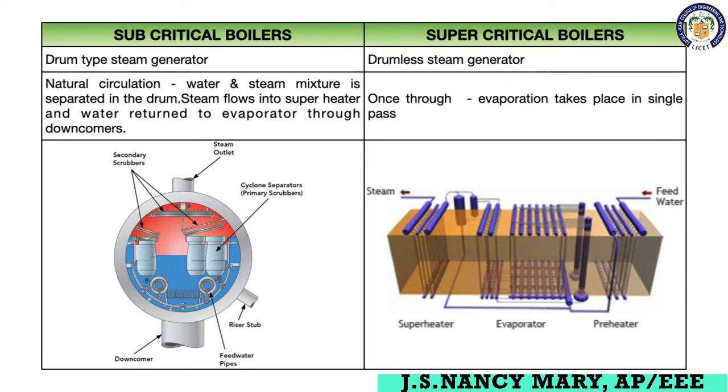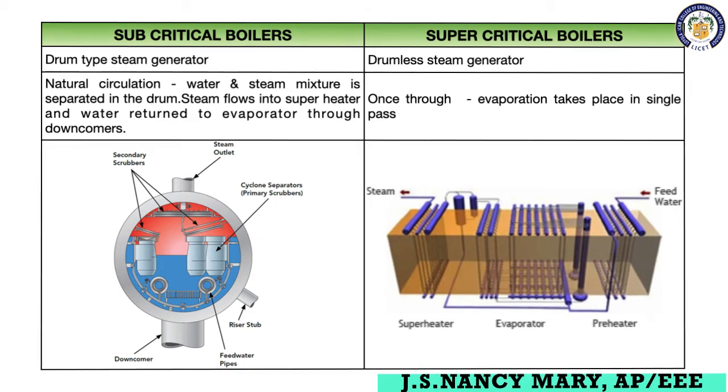So, in subcritical boilers, it's nothing but a steam drum steam generator. But in supercritical, we have tubes. This is what we have seen in the video also. Now we'll move on to the steam turbine.